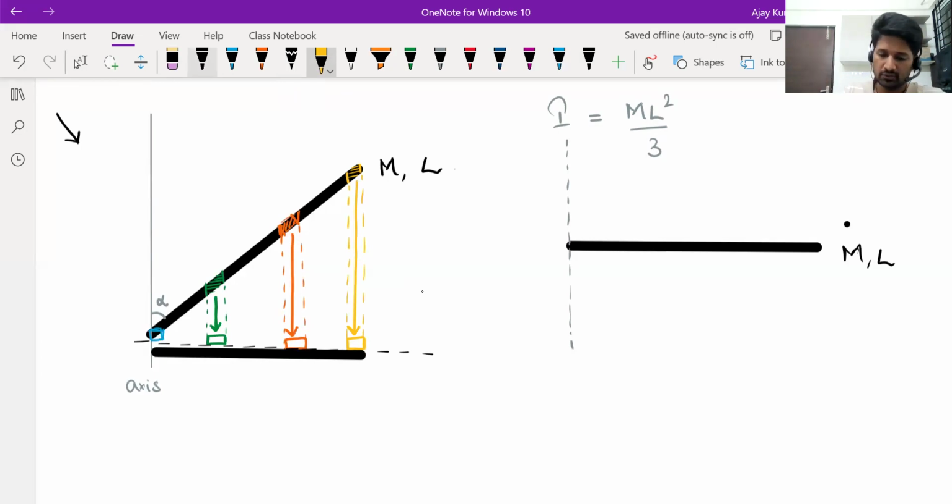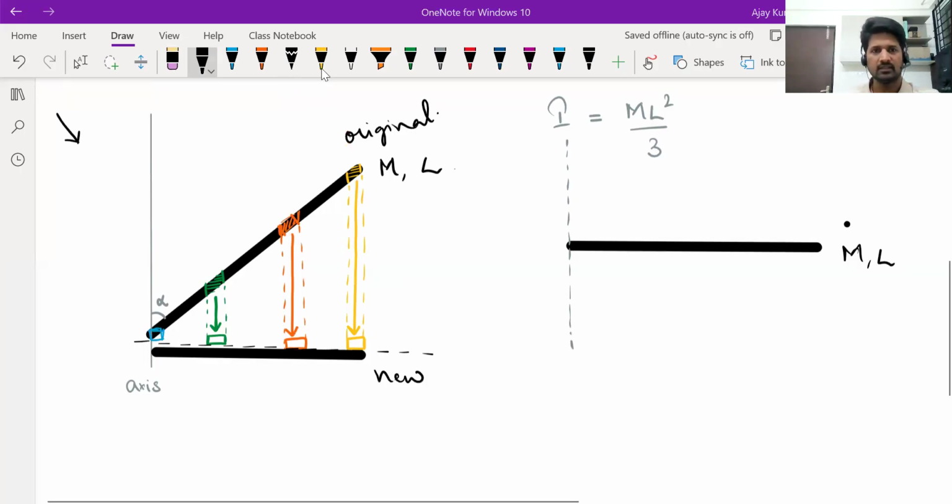Why? Because this is the new system, this is the original one. The new system has been formed by sliding particles of the original system parallel to the axis, which should not affect its moment of inertia. Is this clear to all of you? Rishi, did you understand? Yes, sir. Vanilla, is this clear? Yes, sir. Okay. Yusuf, did you understand? Yes, sir. Right. So this new rod will have the same moment of inertia as the original rod.